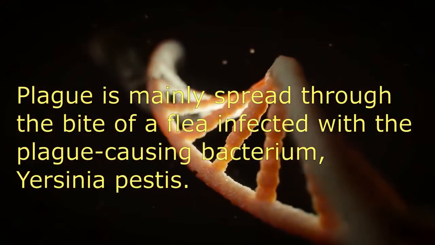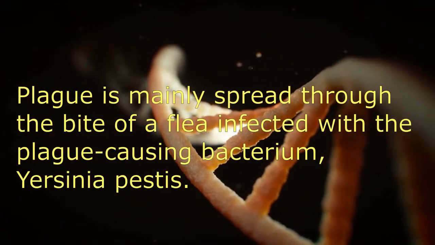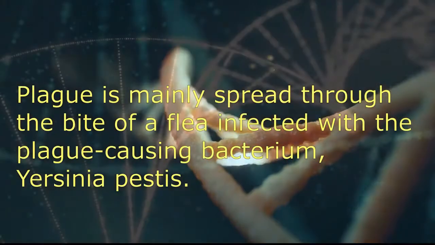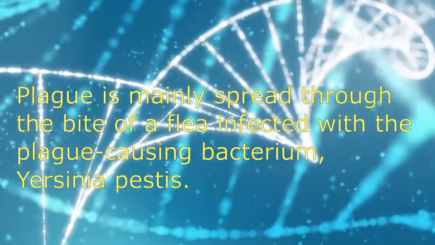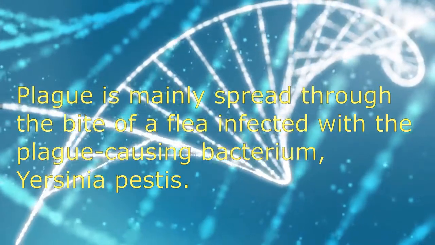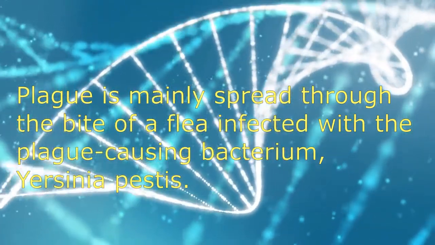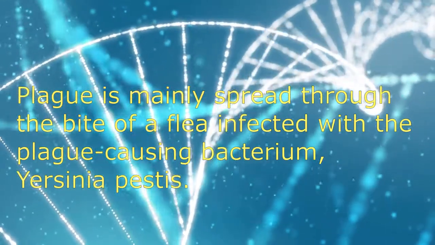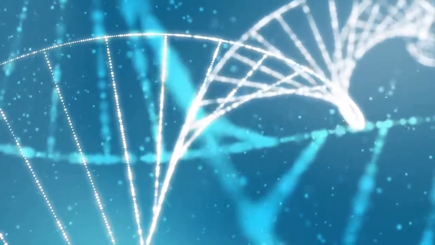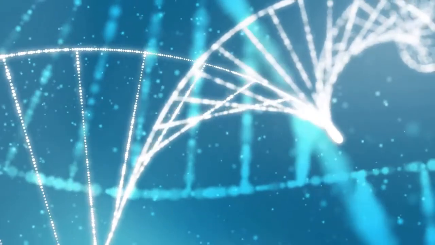Plague is mainly spread through the bite of a flea infected with the plague-causing bacterium, Yersinia pestis. Fleas typically live on small animals such as rats, gerbils, marmots and squirrels, and periodically, explosive outbreaks of plague occur among these susceptible hosts. Huge numbers of animals succumb to infection and die.